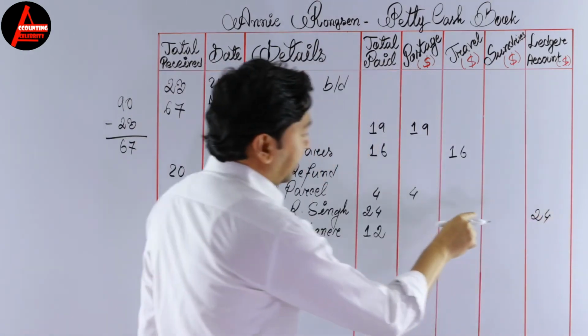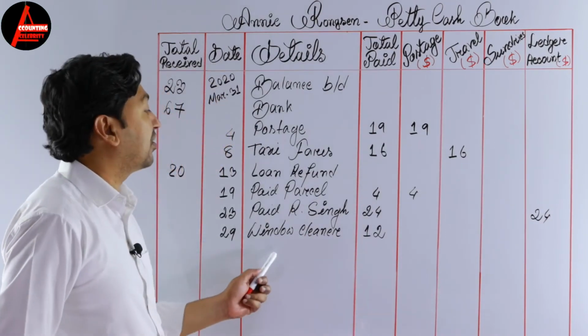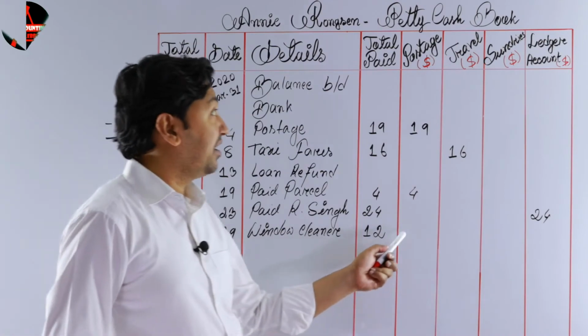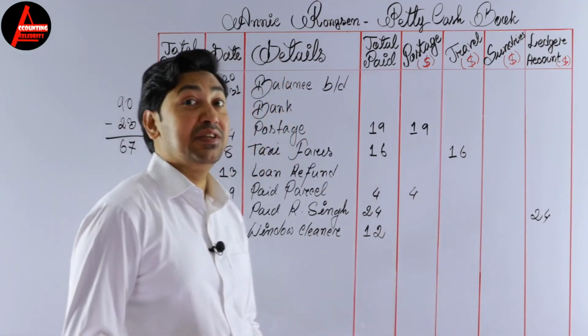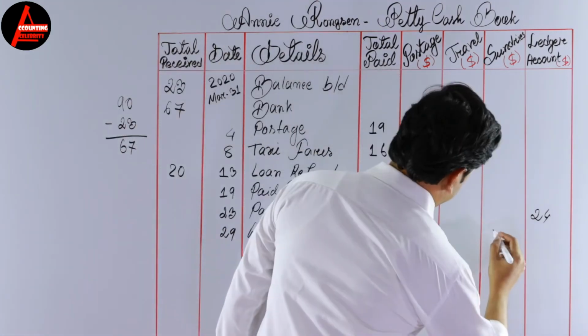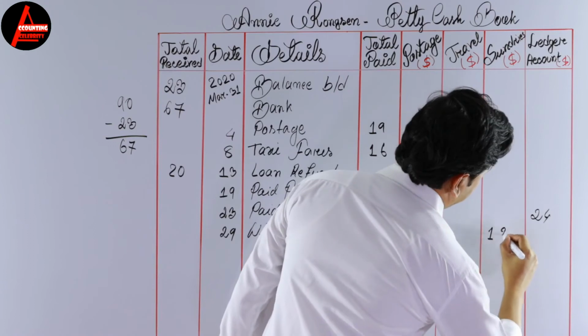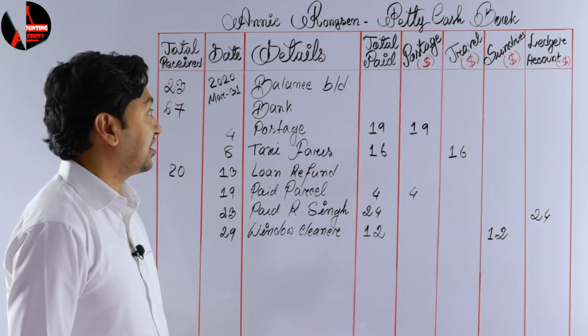So maintain the label. This is very important. Then what? Window cleaner. So this will not come here, not even here. So it will come in sundries. It is a miscellaneous expense. So we can write here in the sundries column $12. Very good. So we recorded all the transactions here.